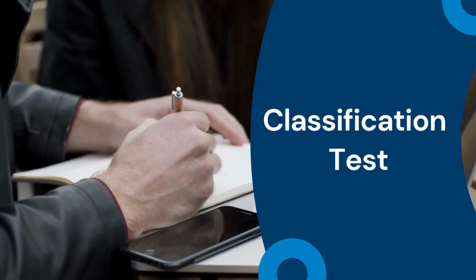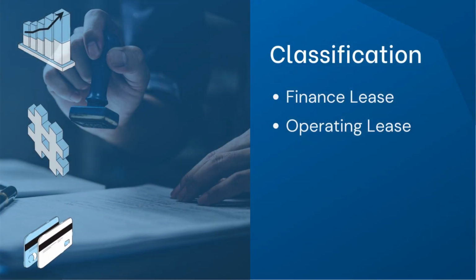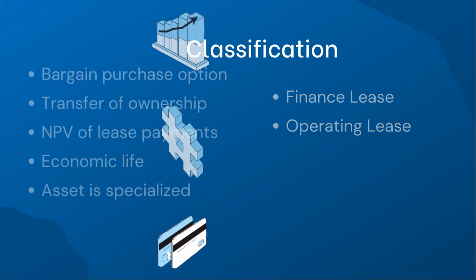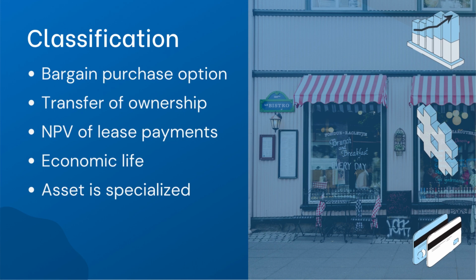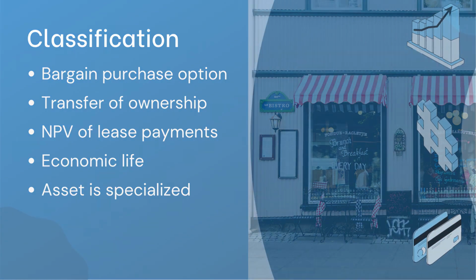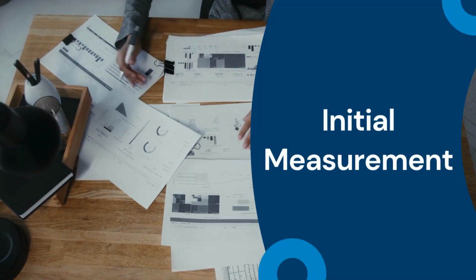Lease Classification Test. Leases are categorized into two main types, finance leases and operating leases. We determine which category a lease falls into by considering 5 specific criteria. If a lease meets at least one of these criteria, it's classified as a finance lease, otherwise, it's an operating lease. Moving on to Lessee Accounting initial measurement.